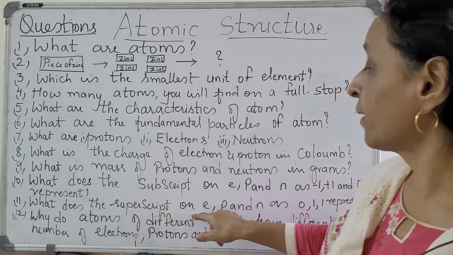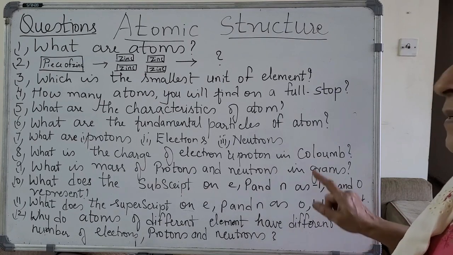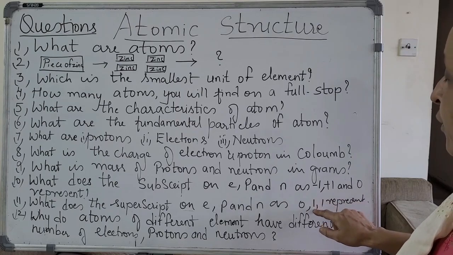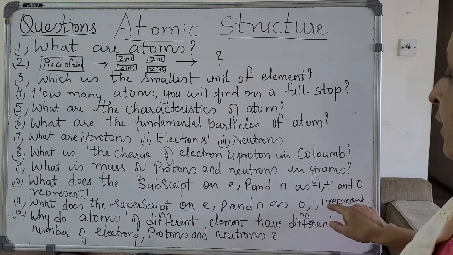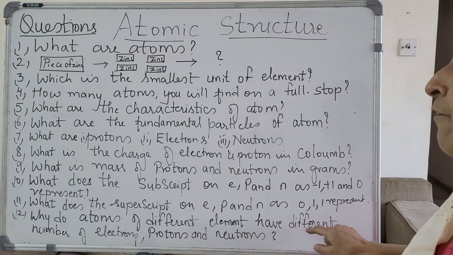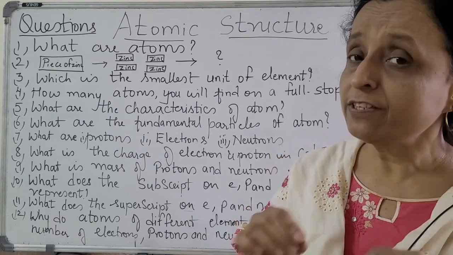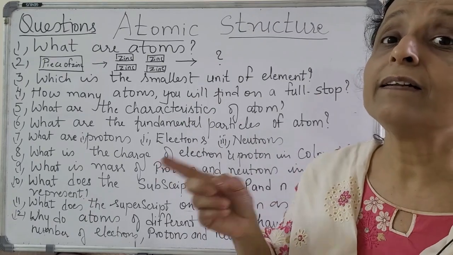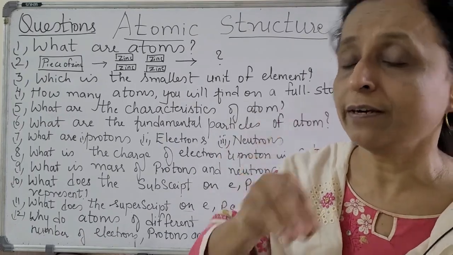What does the superscript on e, p, n, 0, 1, plus 1 represent? They represent the mass. Electron has got negligible mass. This has got the unit mass. That is for the proton and neutron. They have unit mass. Why do atoms of different elements have different number of electrons, protons and neutrons? The physical and the chemical properties of all the elements are different. These particles decide the physical and the chemical properties, so they are different for different elements.